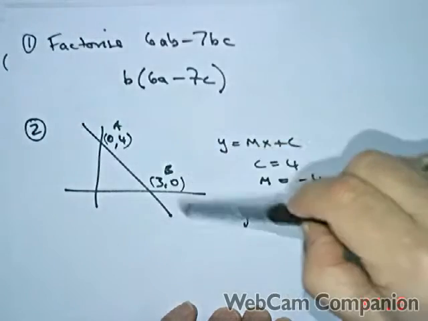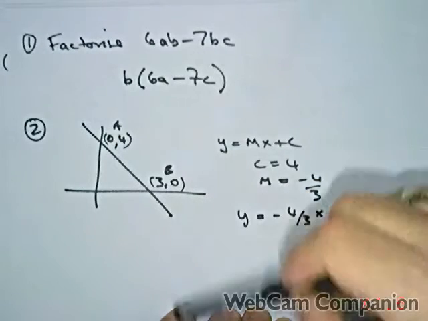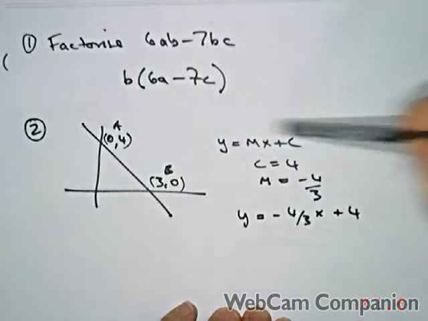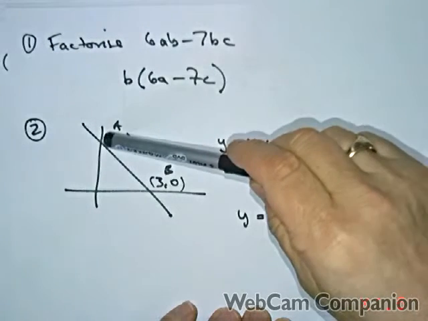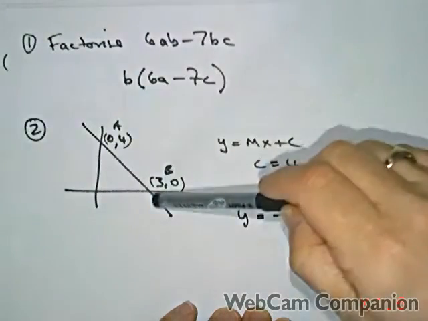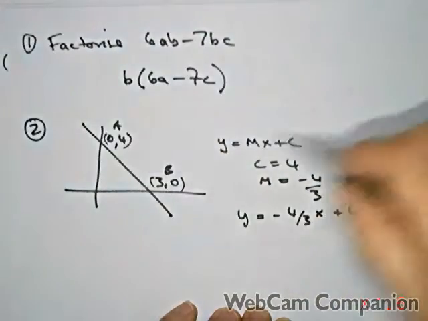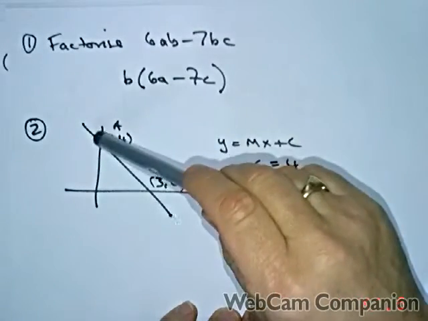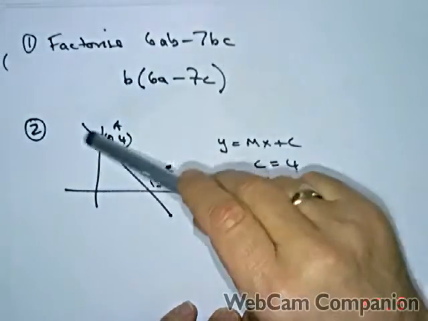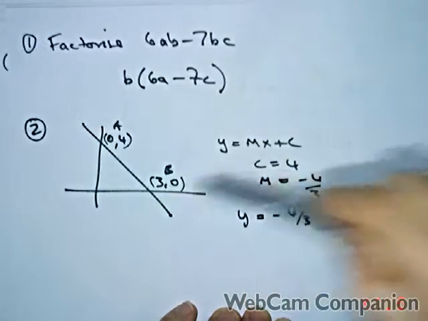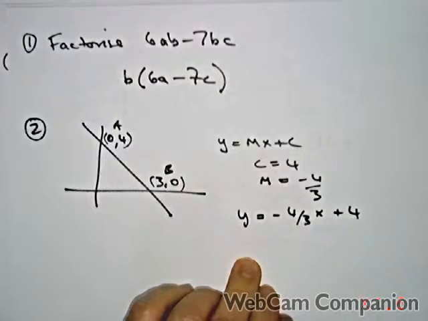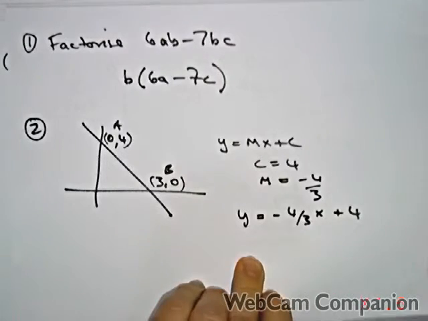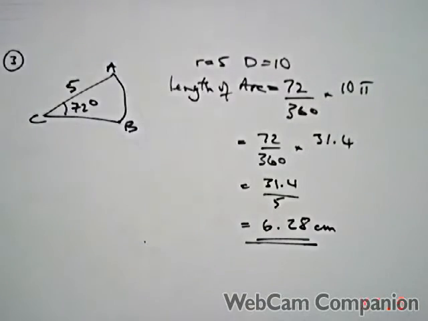Second one, you have to find the equation of this line. Well, you can see immediately, we write down the standard form, y equals mx plus c. C, the y-intercept, is 4. M, the gradient, is the y over the x, and it's minus 4. Line's coming down, minus 4 over 3. So the equation is y equals minus 4 over 3x plus 4. So that's the first question done.